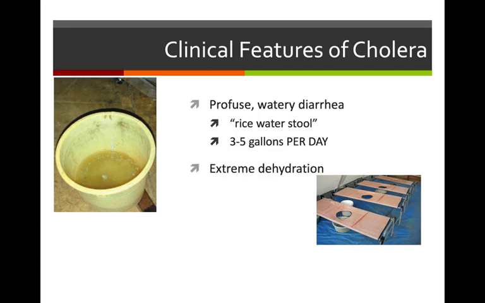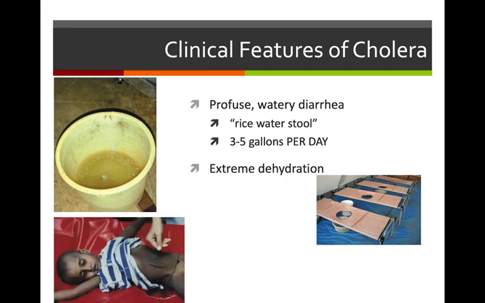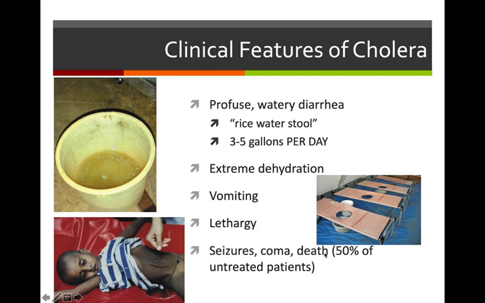As you might imagine, 3 to 5 gallons of diarrhea a day is going to lead to extreme dehydration. You can see this child here, how pinched the skin is. Other symptoms can include vomiting, lethargy, seizures, coma, and death in about 50% of untreated patients. And remember, children and people who are already in poor health are going to be more sensitive, so they are also going to be the ones who are more likely to die.